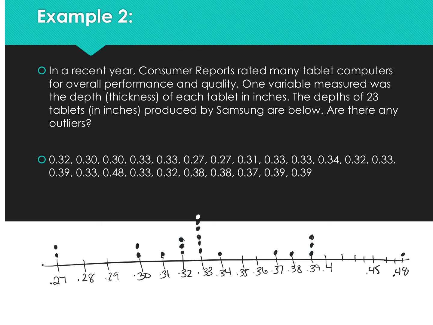So now I have a dot plot. I don't have a list of the numbers in order, but can I find which dot would be the middle dot? There are 23 dots, right? Which dot's going to be in the middle? What's the middle of 23? 12. Yes. 23 divided by 2 is 11 and a half. When it's half, you round up, so that's the 12th number.